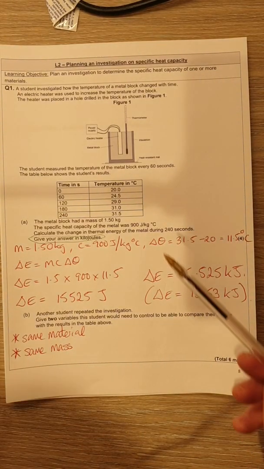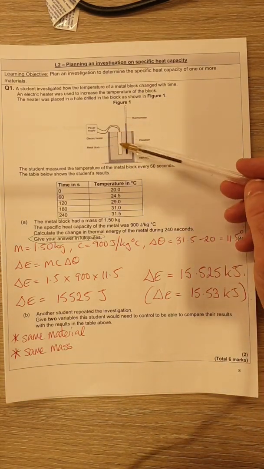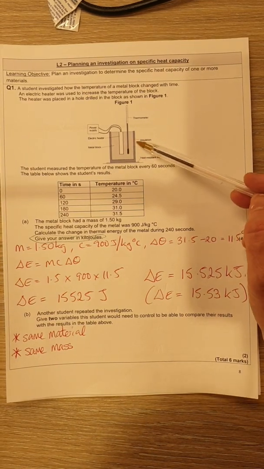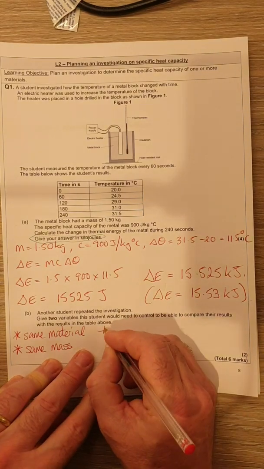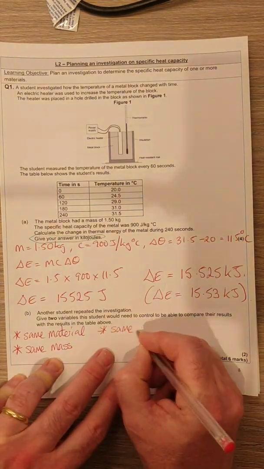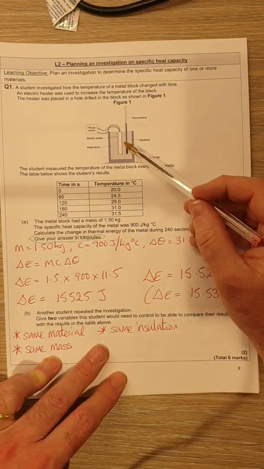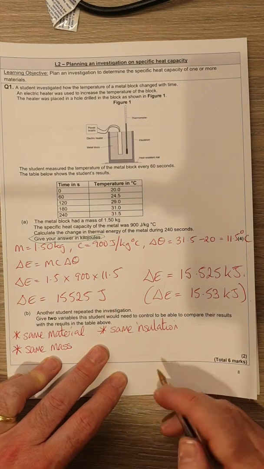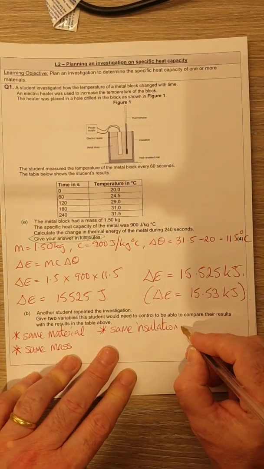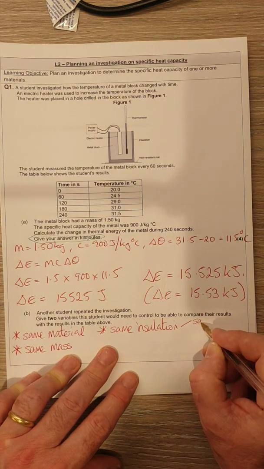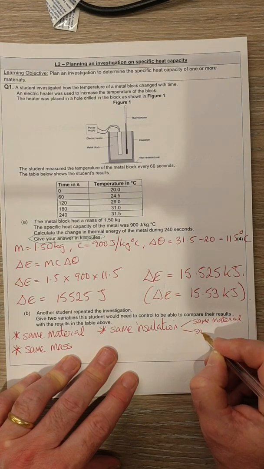Then we can think of, well, we're putting energy in, we're assuming that all the energy is used to raise the temperature of the block. So none of the energy is being wasted. So we need to have the same insulation so that the same amount of energy is being used as much as we can to increase the temperature of the block. And when we say the same insulation, that means, again, the same material and the same thickness of material.